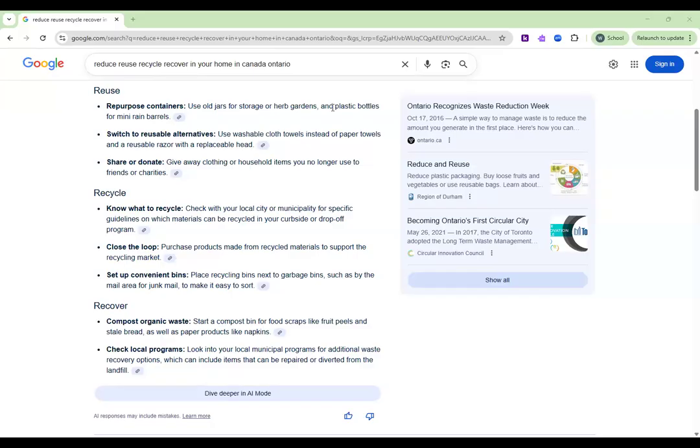Okay, switch to reusable alternatives. Washable cloth towels instead of paper towels. So I wouldn't even say cloth towels as much as cloths, washable cloths. Instead of using a roll of paper towel when you clean, I have all sorts of different cloths. You can use them from old clothing. Sometimes you can just buy them if you like the different types of cloth, and those can be used to clean your house instead of having to use a whole roll of paper towel up.